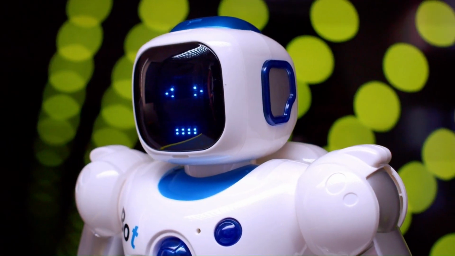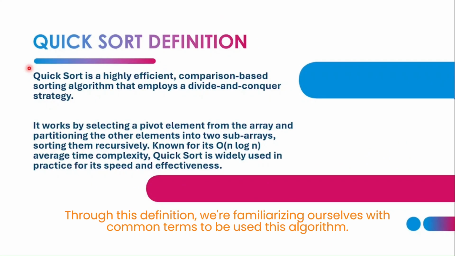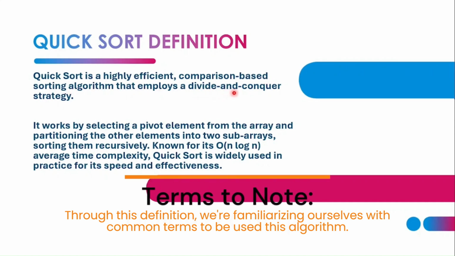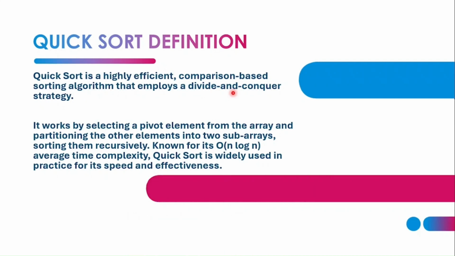Alright, let's kick off by defining the rockstar sorting algorithm. So here is the bookish definition of quicksort. Quicksort is a highly efficient, comparison-based sorting algorithm that employs a divide and conquer strategy. We'll talk about divide and conquer strategy in the upcoming slides. But first, get familiar with the common terms used in the quicksort sorting algorithm.